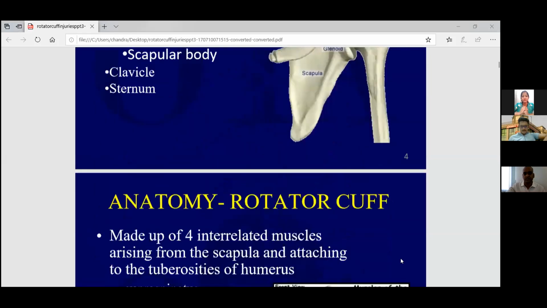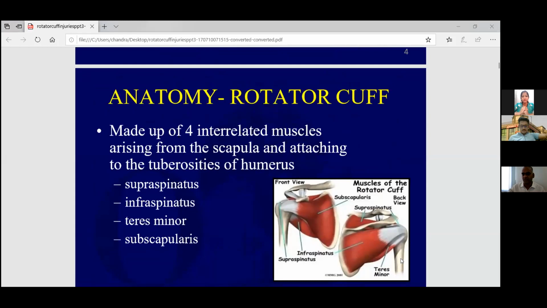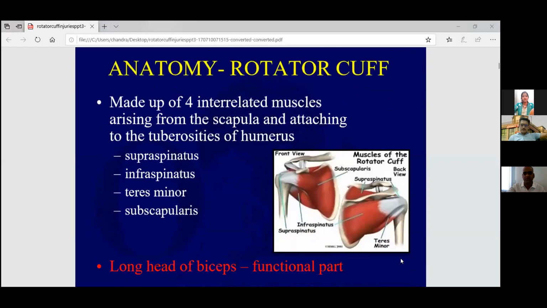Generally the rotator cuff is made up of four muscles only: supraspinatus, infraspinatus, teres minor, and subscapularis. Sometimes the long head of the biceps is also incorporated in the rotator cuff because it is functional. The short head is not the functional head. The long head of biceps is also included because it makes a little contribution to the function of the shoulder joint, so it is also considered sometimes.